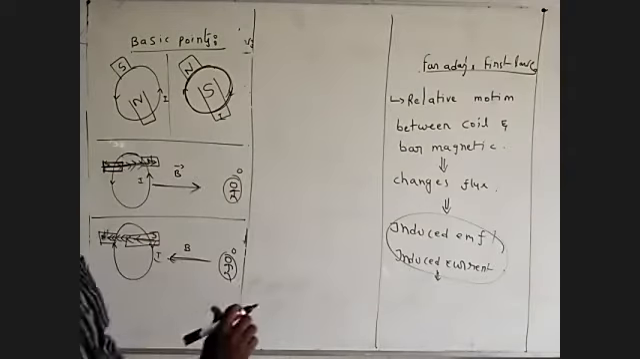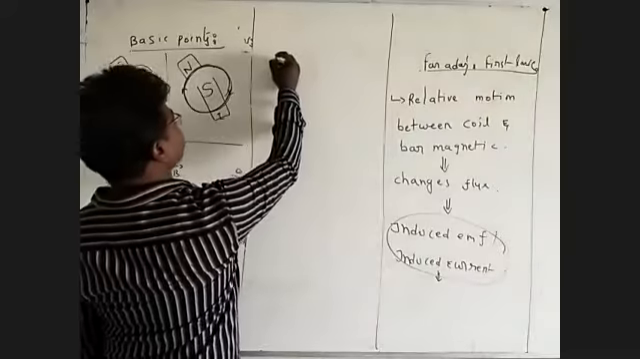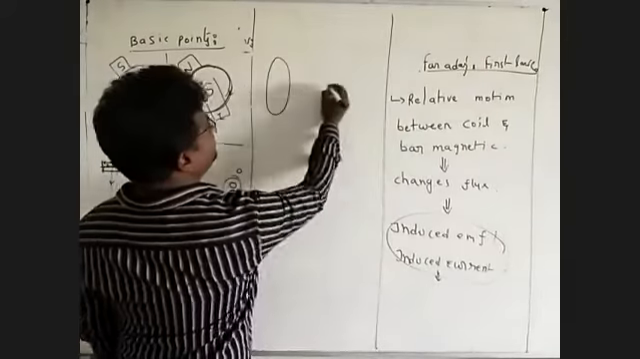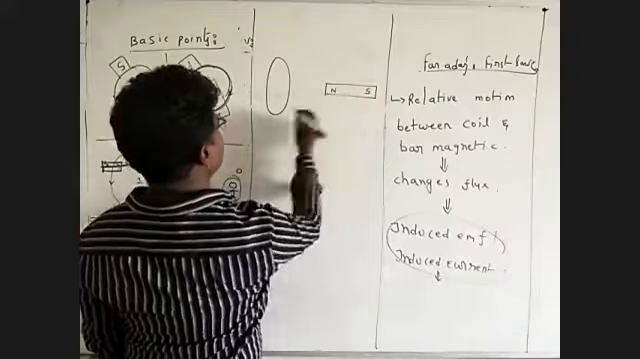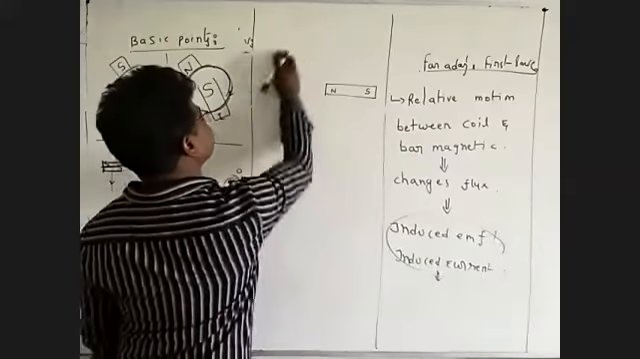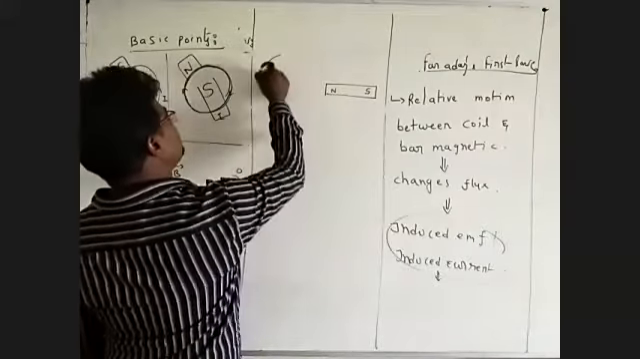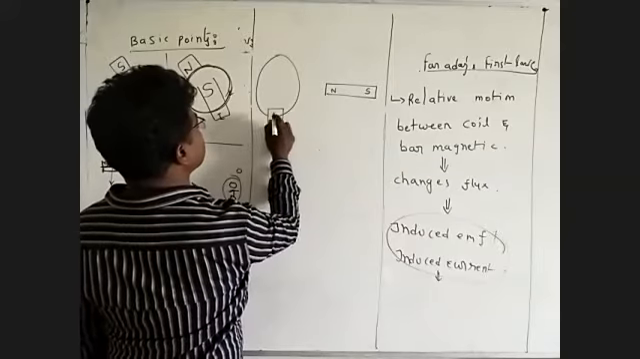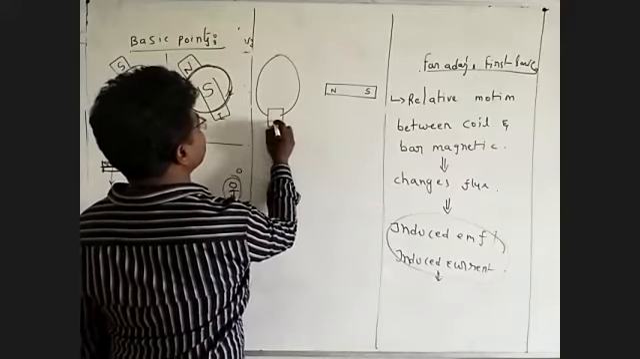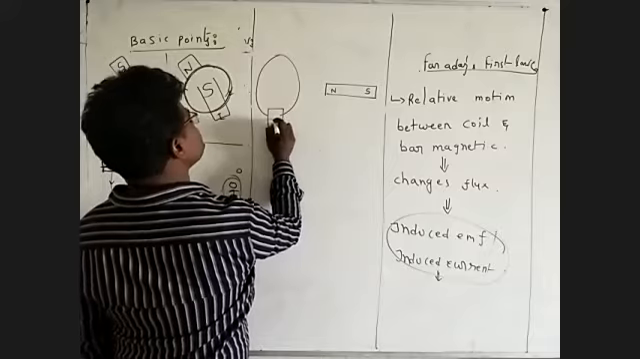Now you see, this is a bar magnet, with a north pole and a south pole. This is a copper coil. I'm taking that this is a galvanometer.